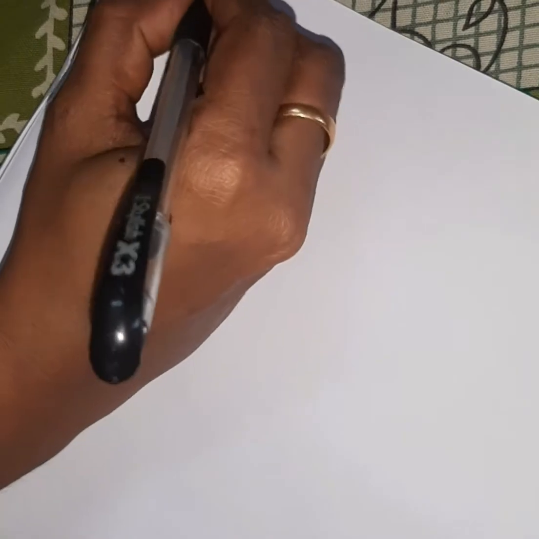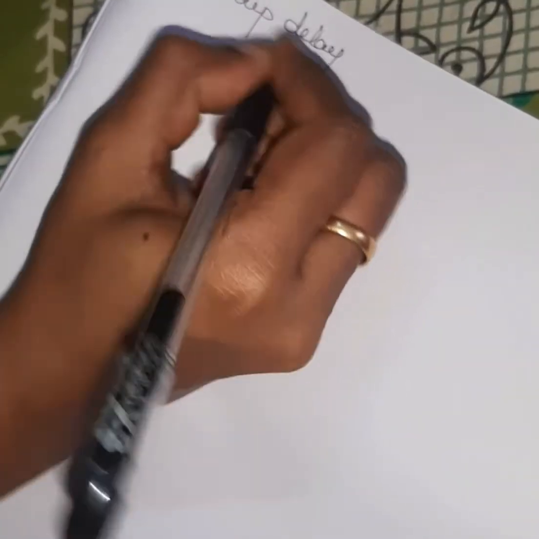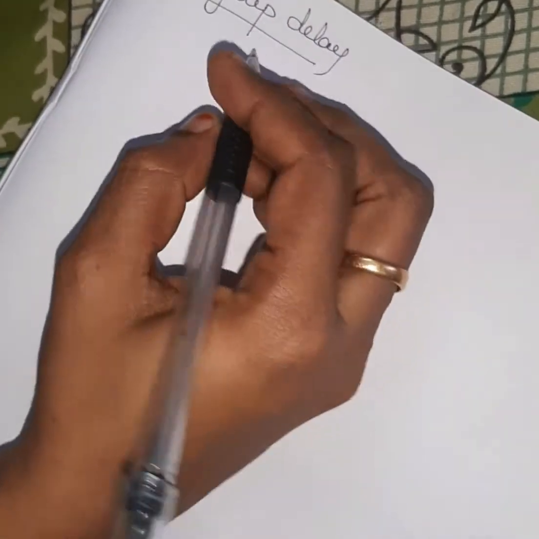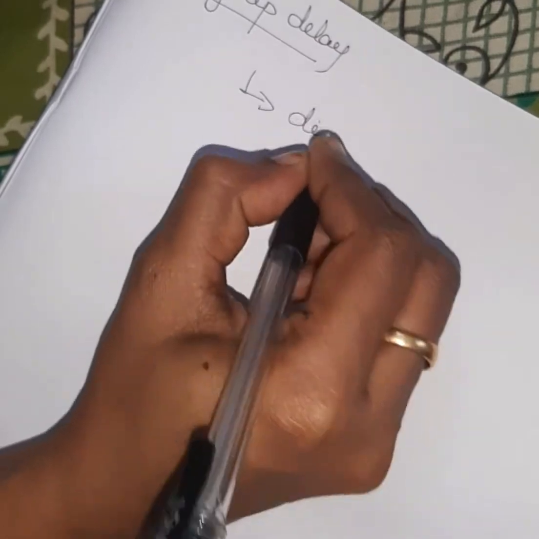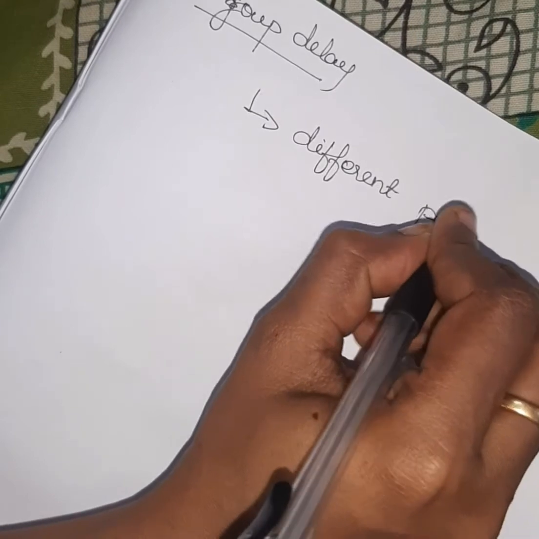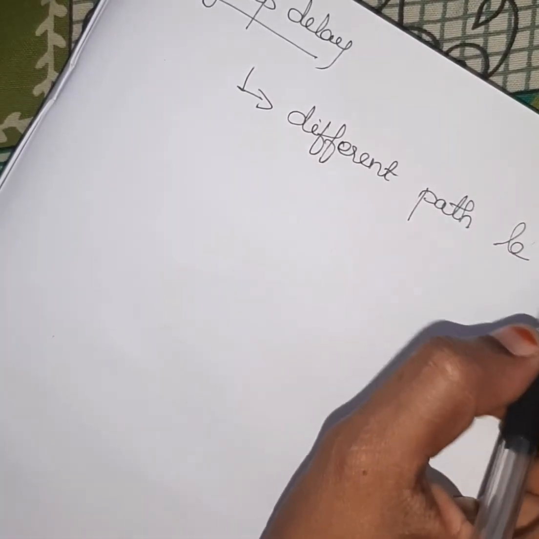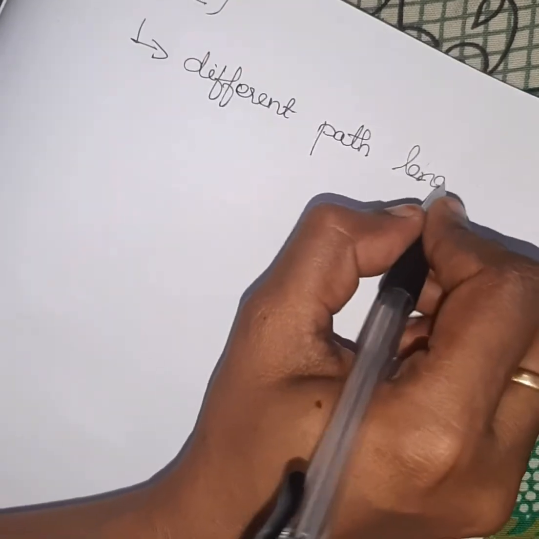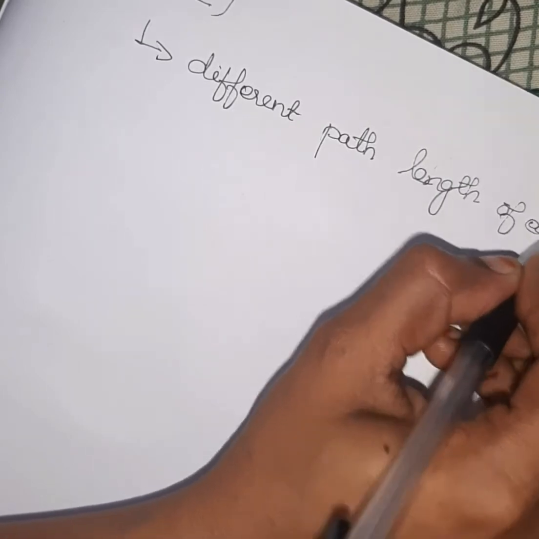So next we can see the group delay derivation. Okay, so what do you mean by group delay? If you see the group delay derivation, the group delay is caused by the different path length of each mode of fiber. Mode means the different part of the fiber. So due to the different path length of each mode, this group delay occurs.